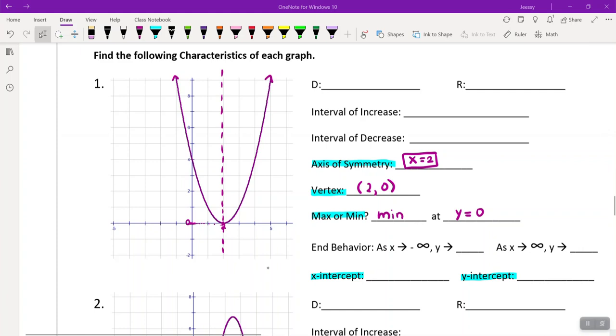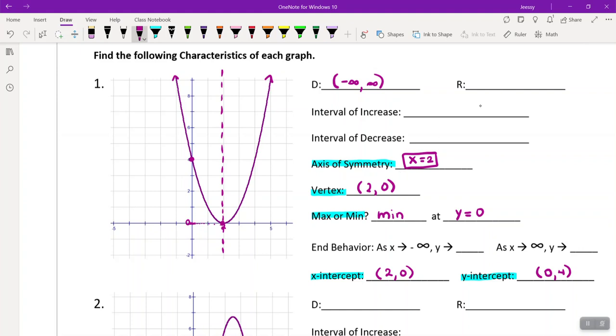When looking at the x-intercepts, how many times is this parabola crossing your x-axis? 1. So you only have 1, and it also happens to be the vertex, okay? The y-intercept happens over here, so that's going to be (0, 4). Now the domain for parabolas is going to be negative infinity to positive infinity, unless we're doing applications, and that's the last topic that we're going to do before the end of the unit, okay? Other than that, domain is negative infinity to positive infinity, all reals.